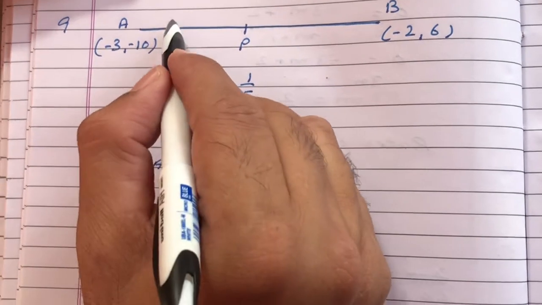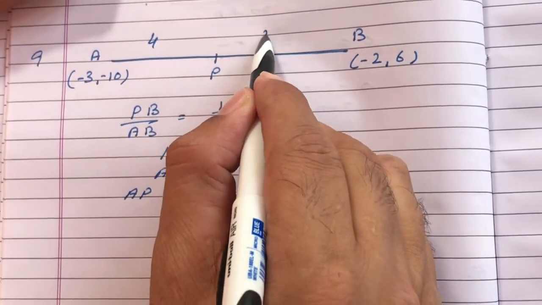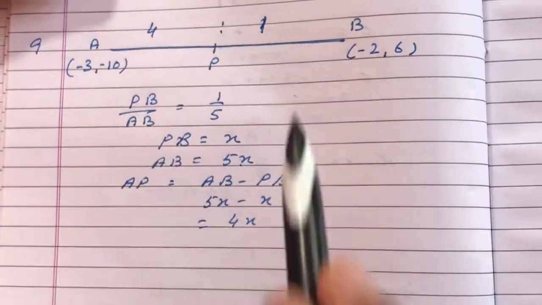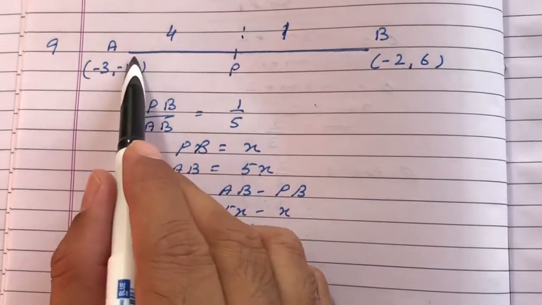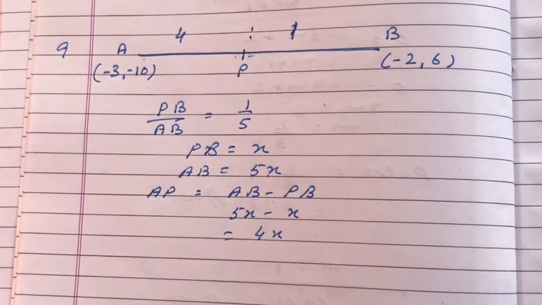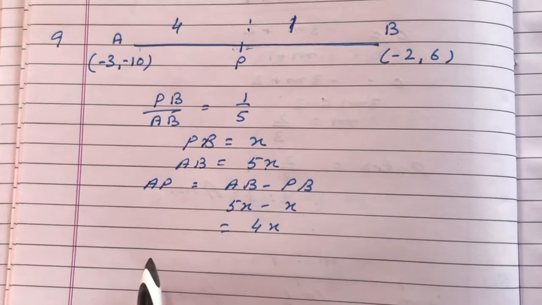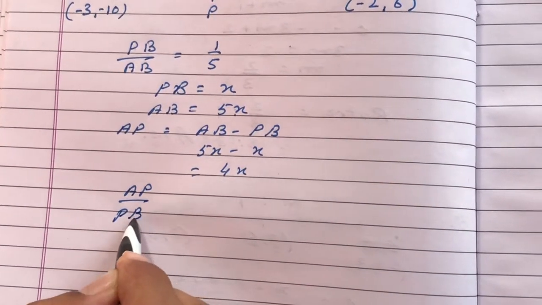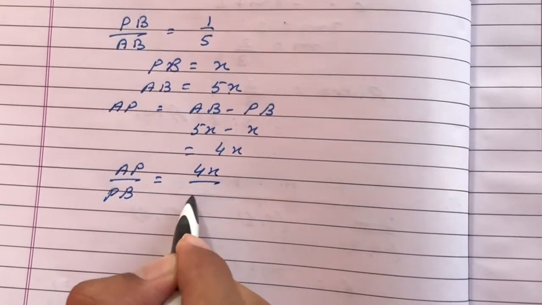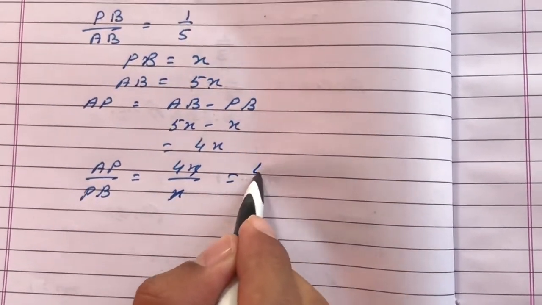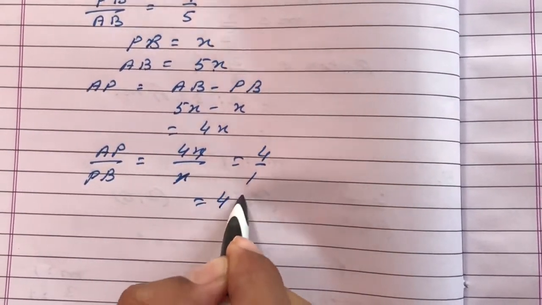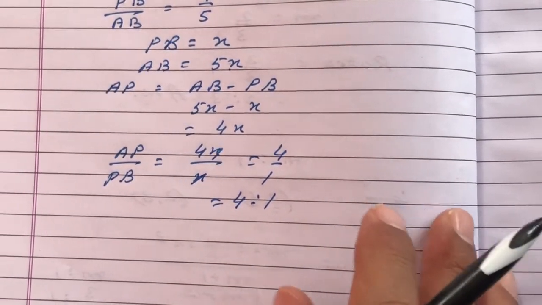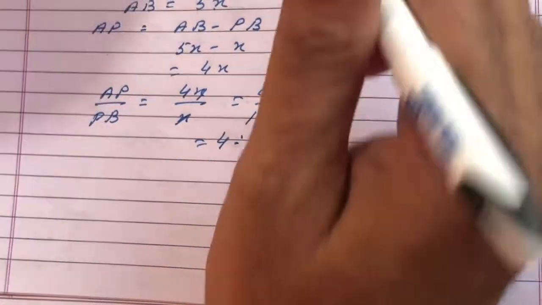Now AP is 4x, PB is x. So ratio will be 4:1. It is 4x, it is x. So the ratio AP to PB is 4:1, or 4/1. Now I have to find coordinates of P.